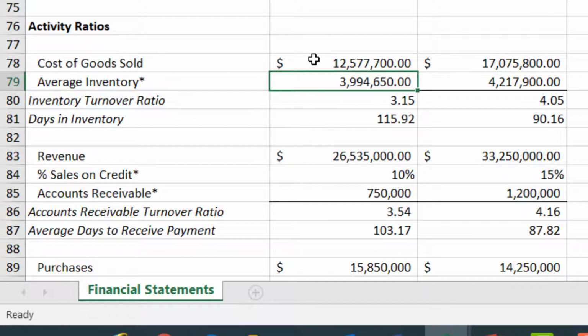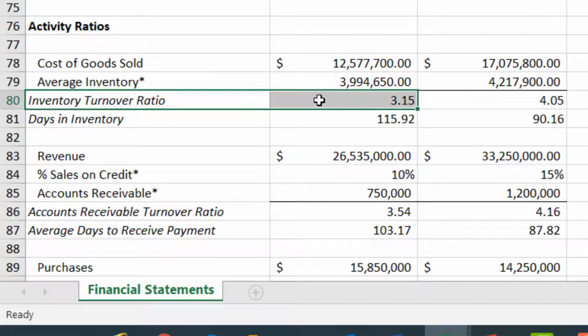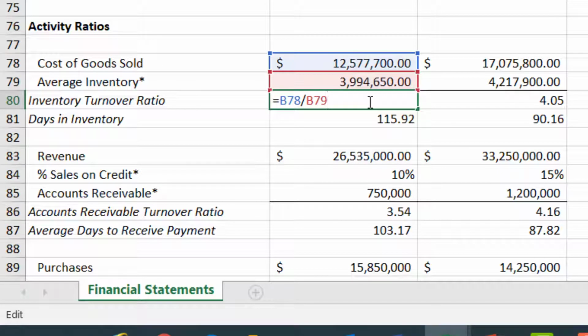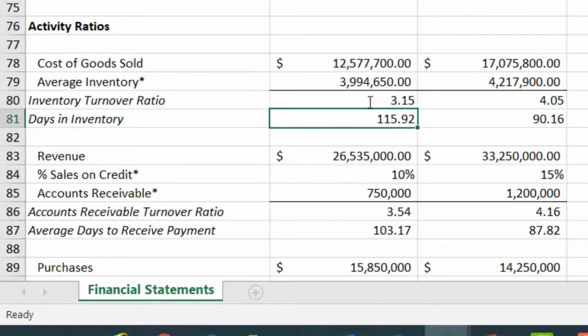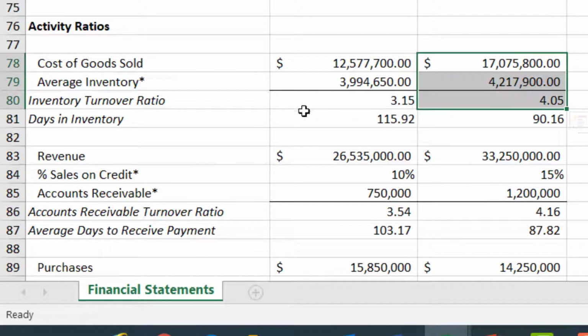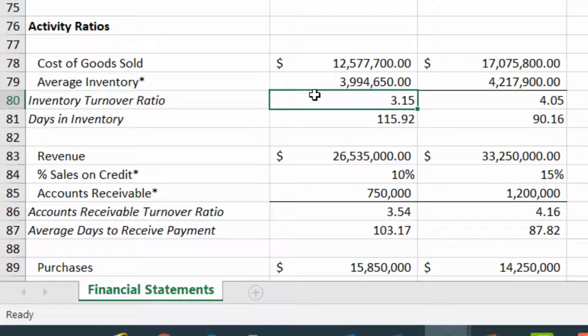So we're going to take the cost of goods sold, which is again on the income statement, and we're going to divide that by the average inventory, and we get this number, the inventory turnover ratio. And here it is. It's just B78 divided by B79 on my spreadsheet. Dividing is really easy on a spreadsheet. And we do it again for the next year. Here's what we're seeing. The inventory turnover ratio is 3.15. That means during the accounting period we're studying, we turned the inventory over 3.15 times. We had slightly over 3 turns.